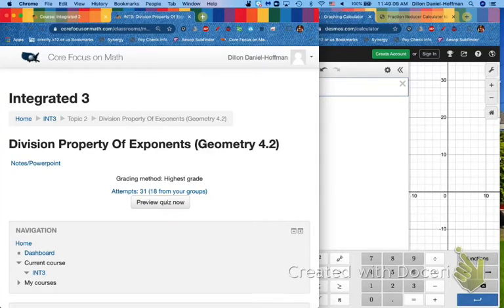Division property of exponents. Last assignment we did multiplication property of exponents. Now we're going to do the opposite and do division property of exponents in anticipation of several problems in this assignment. Next to your Desmos graphing calculator, I want you to open up another tab.